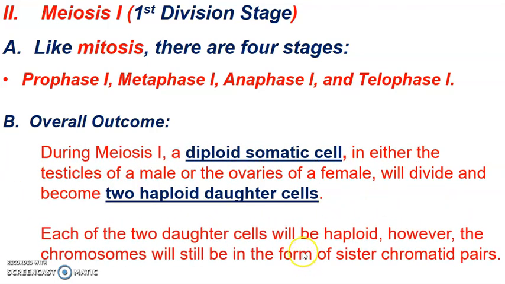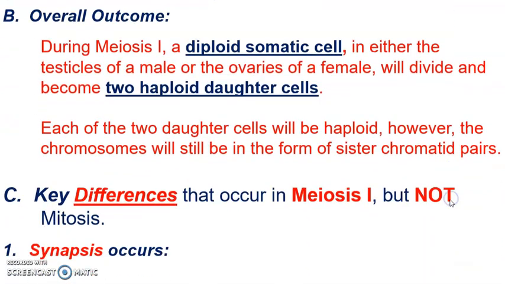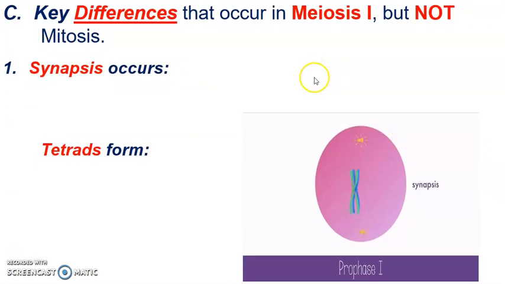However, these 2 daughter cells, although haploid, still have the chromosomes in the X shape, the sister chromatid pair form. So we will need to undergo a second division stage, meiosis 2, to eventually split those sister chromatid pairs. All right, so let's begin, and we'll start off by looking at the key differences that occur in meiosis 1 but not mitosis. These next 2 slides both happen during prophase 1.